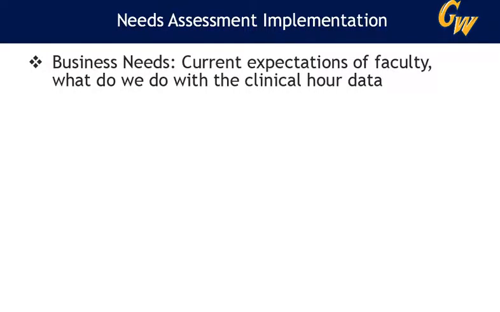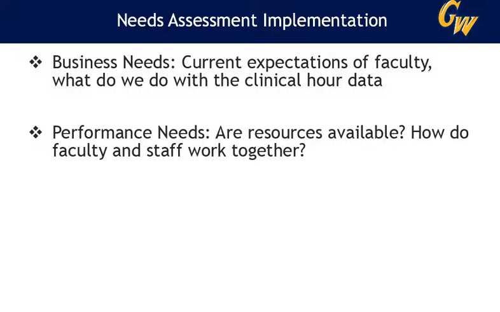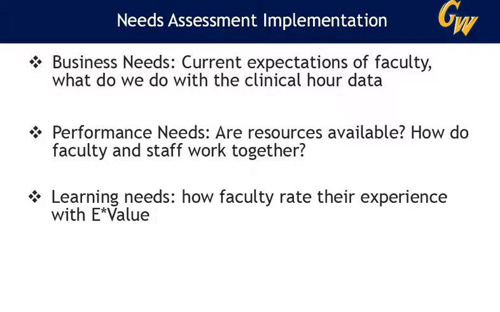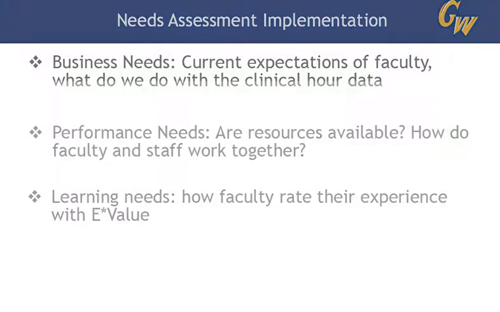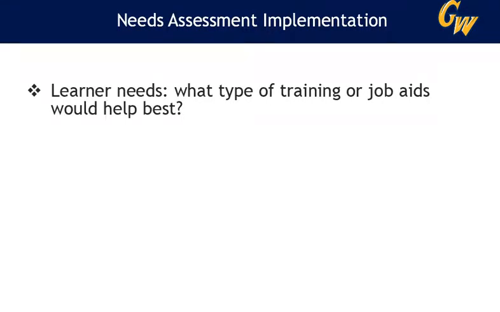In the survey, I asked questions related to business needs. What are the current expectations of faculty? What do we do with the clinical hour data? I asked questions related to performance needs. Are resources available for faculty, and how do faculty and staff work together? Next, I asked questions related to learning needs. How do faculty rate their experience with eValue? What do they consider their level of expertise? Lastly, I asked questions about learner needs. What type of trainings or job aids would help best? For example, would they want a face-to-face training, an online training, a self-paced training, or job aids?